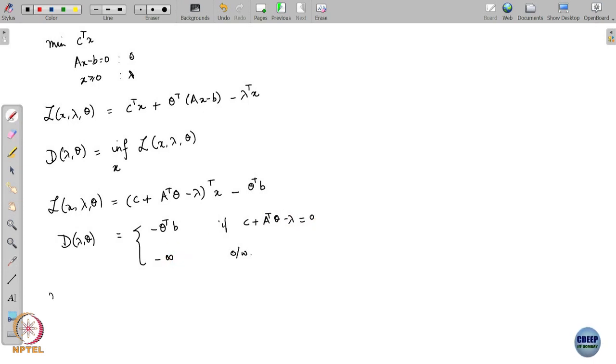Right. So now if I look to maximize d of lambda comma theta, remember, I need to do this over lambda greater than or equal to 0 and over all theta. Then where would my maximum be attained? Well, my maximum cannot be minus infinity, obviously, since it's a maximum. So my maximum is going to be attained over this region. What do I mean by this region? I am looking for the maximum over lambda comma theta such that they satisfy this. So effectively, this is going to be equal to maximize minus theta transpose b, subject to c plus A transpose theta minus lambda equal to 0, lambda greater than or equal to 0 and any theta.